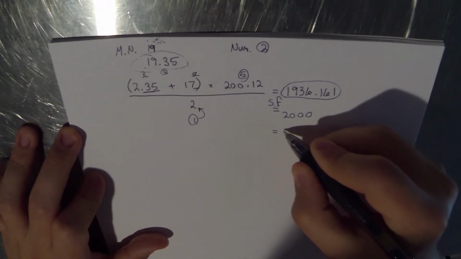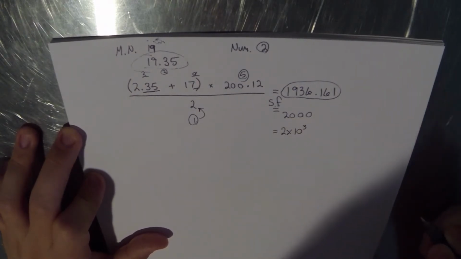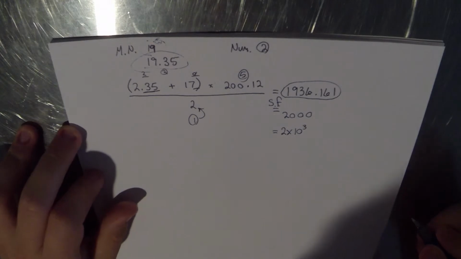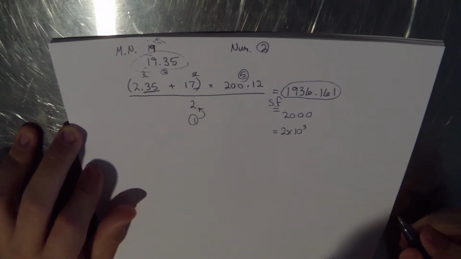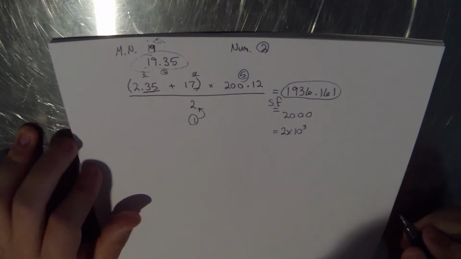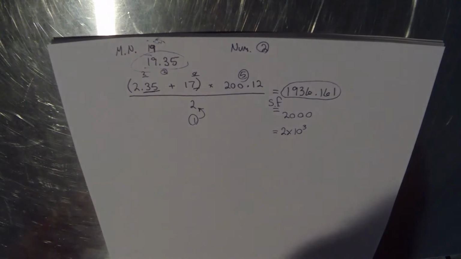So what this really means is 2 times 10 to the 3. 2 times 10 to the third. Right? That is 2,000. So that is in scientific notation for the proper number of sig figs.